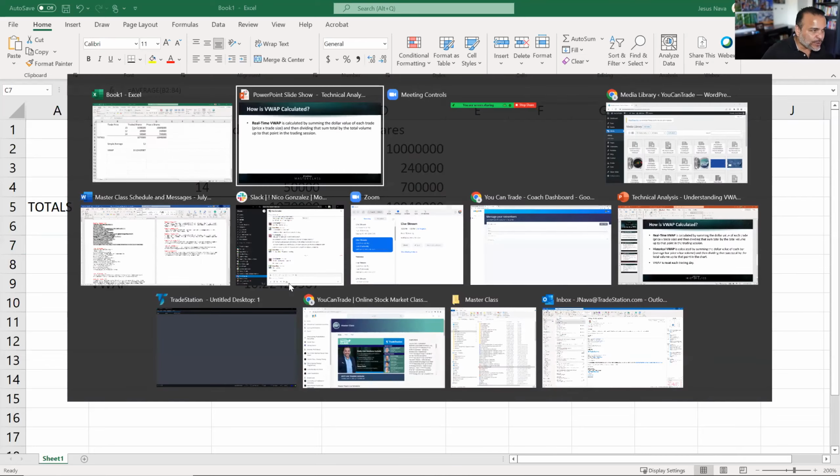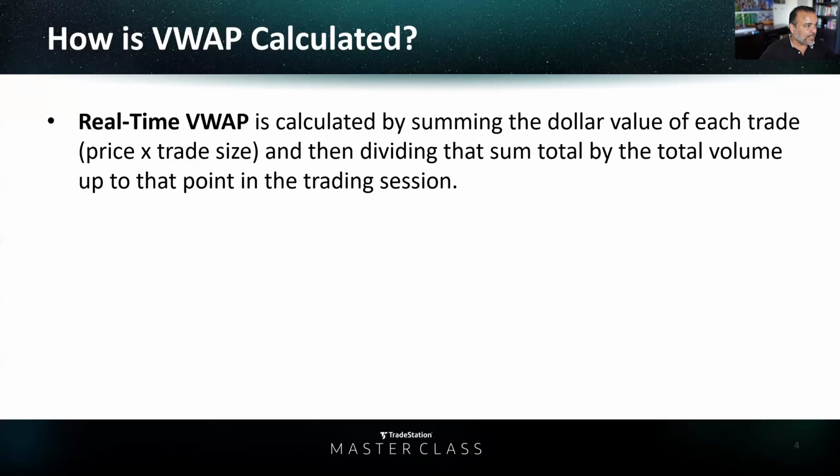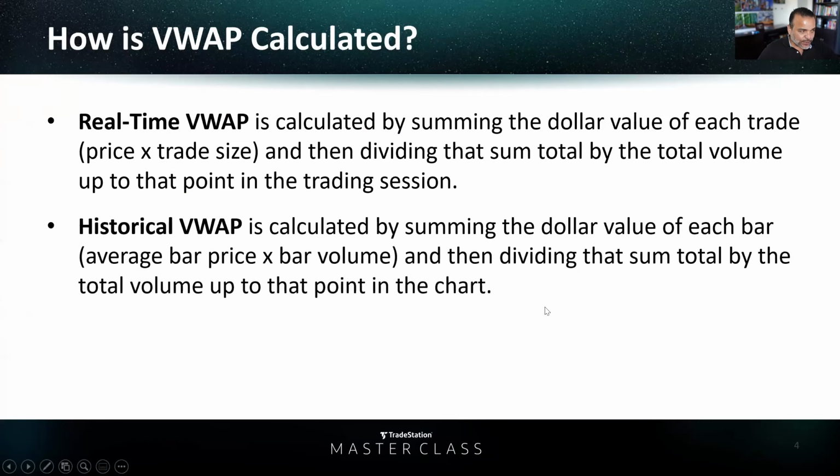Let's go over here to my PowerPoint and take a look at historical VWAP, which is a different calculation because it's calculated by summing the dollar value of each bar. So average bar price times the bar volume, and then dividing that sum total by the total volume up to that point in the chart. So the calculations are very similar, because they're using price and volume.